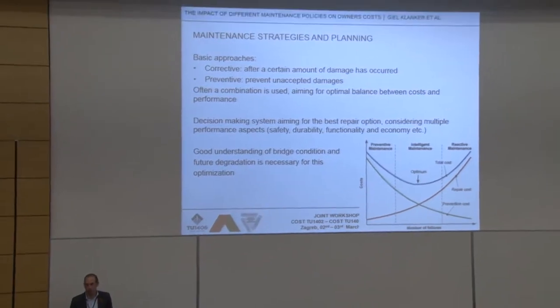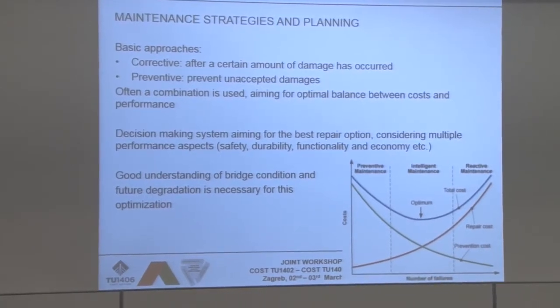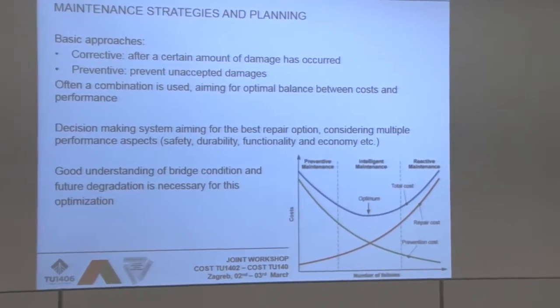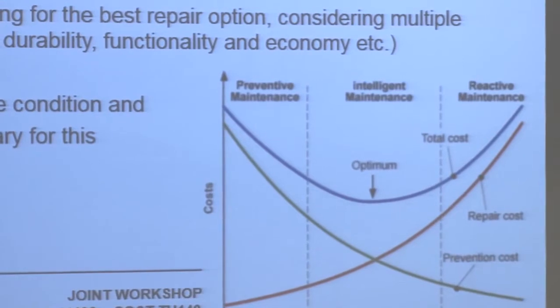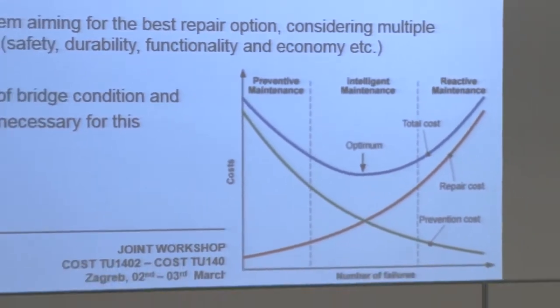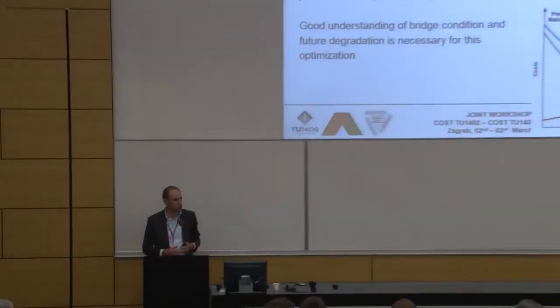Well, as you will be familiar with, there are two main approaches to maintenance planning. One is corrective. In other words, we only do the maintenance when we have a certain amount of damage. The other is preventive. In other words, we try to do our maintenance tasks before damage occurs, in order to keep the structure in a reasonable condition. In practice, however, we often use a combination, right? We don't choose just only corrective or only preventive maintenance. It's quite often a combination of the two. So we try to optimize the costs and the performance of the structure.